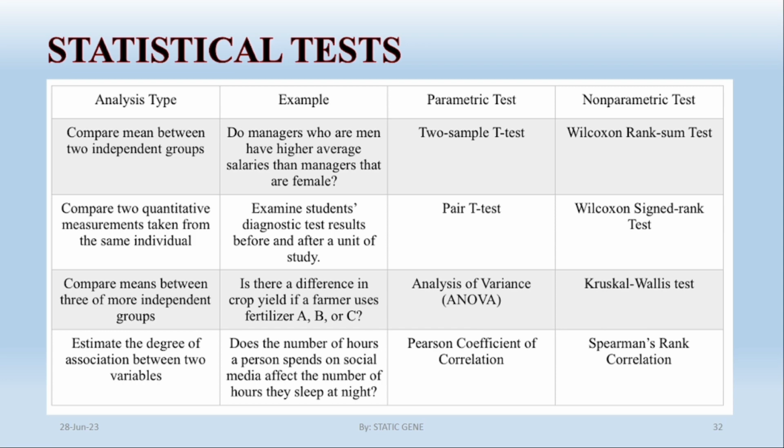Next scenario, if you want to compare the means between 3 or more independent groups, for example, is there a difference in the crop yield if a farmer uses fertilizer A, B, and C? If the dataset collected is parametric, then you are going to have analysis of variance, or what you call the ANOVA test. But if the dataset collected is non-parametric, then you are going to use the Kruskal-Wallis test.